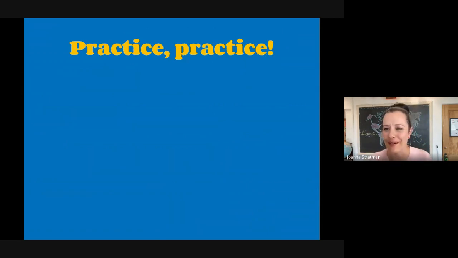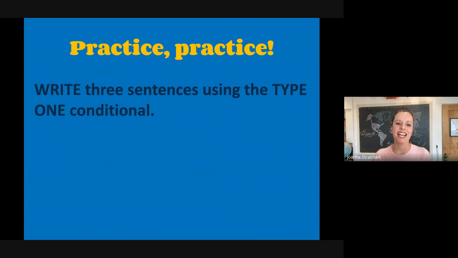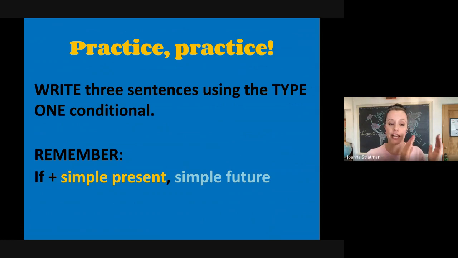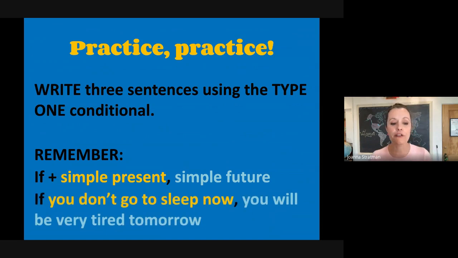My friends, remember, practice, practice. So I want you to write 3 sentences for me using the type 1 conditional. And remember, when you do this, you will have if plus the simple present as the first part of your conditional. And then the consequence will be in the simple future. If you don't go to sleep now, you will be very tired tomorrow.